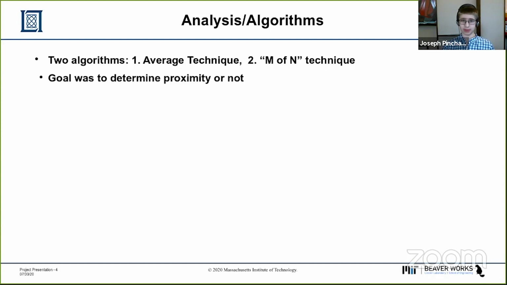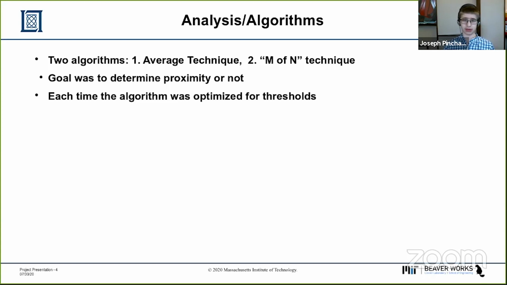My goal for these tests was also just to say whether or not the devices were too close or not too close. My goal was not to determine the exact distances. Also, for each algorithm, to optimize them, I set up graphs to determine the optimal values for the preset thresholds.